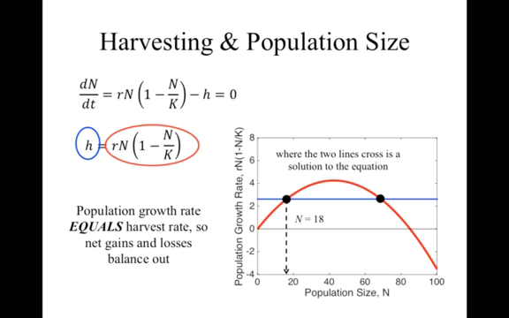All right, so far so good. So we might have 2 populations. This one looks like it's at about a fish population size of 18, and this one looks like it's at about a fish population size of 68.